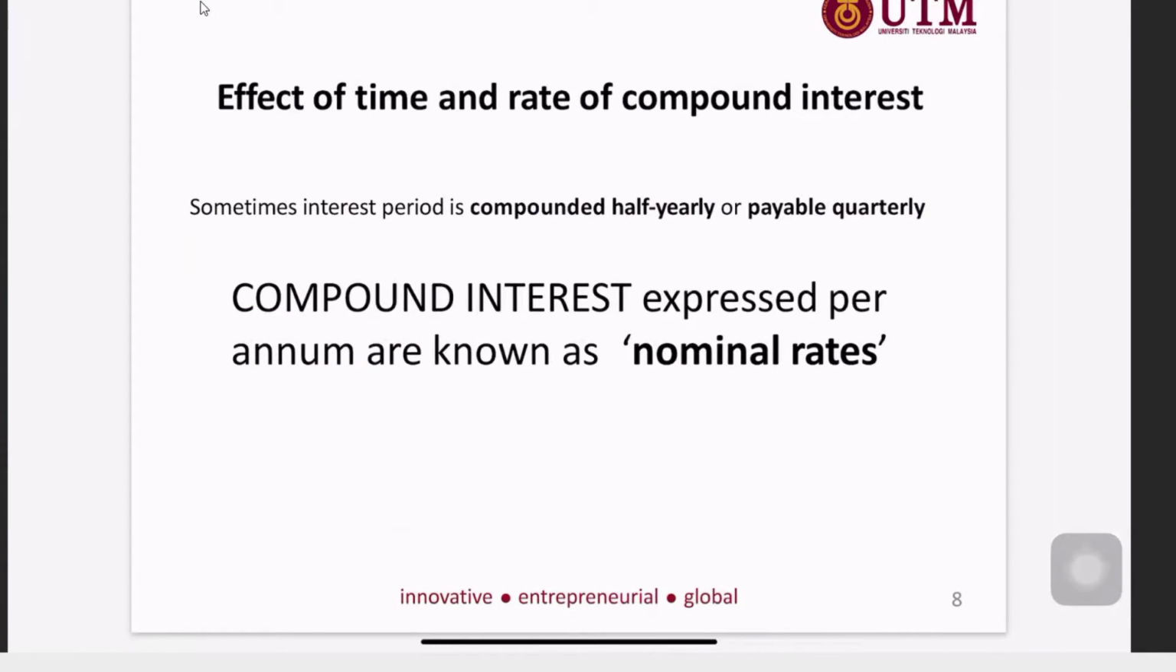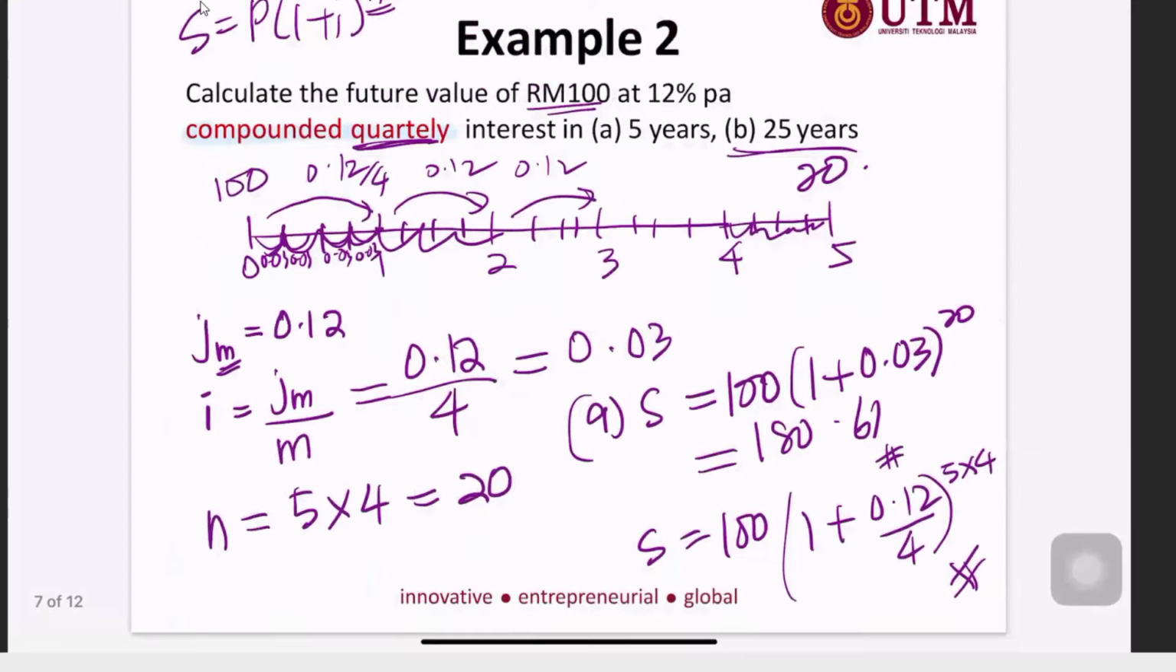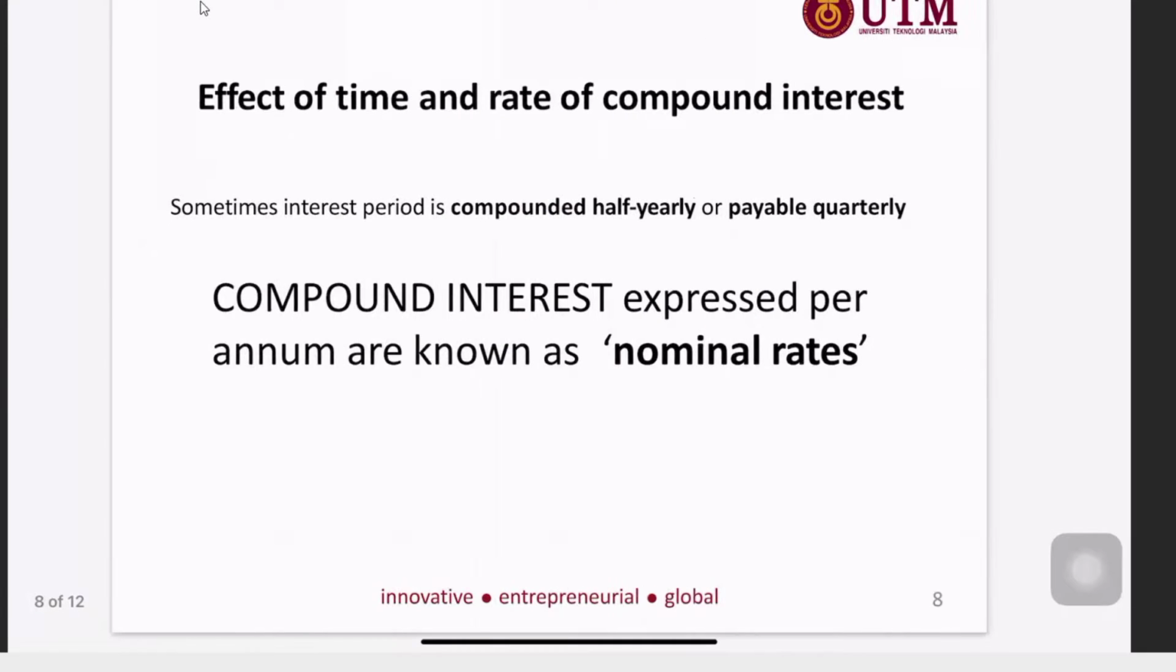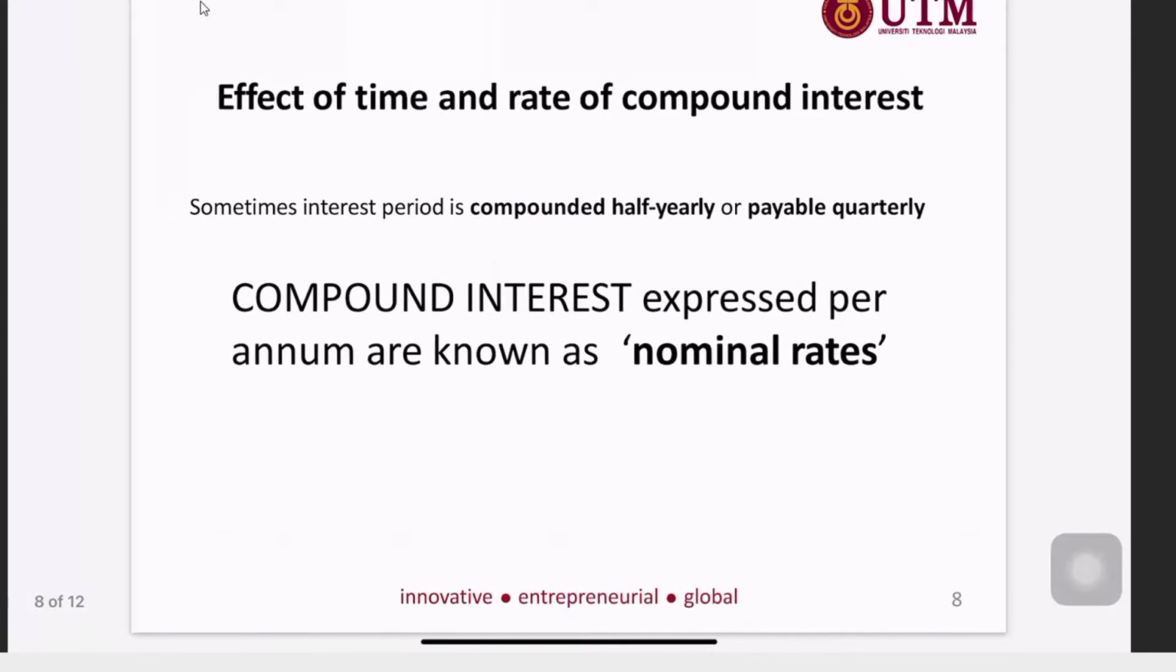This is what I actually want to teach you related to the previous slide. It's the same. Sometimes, normally, we learn that the interest period for compound interest is annual. But actually it can also be compounded half yearly or payable quarterly.